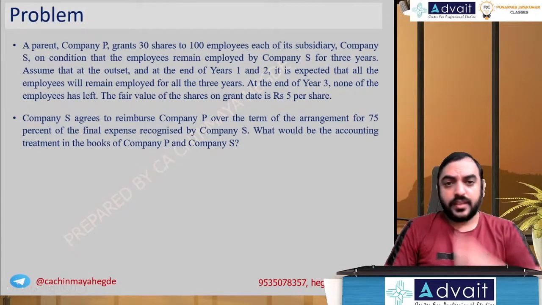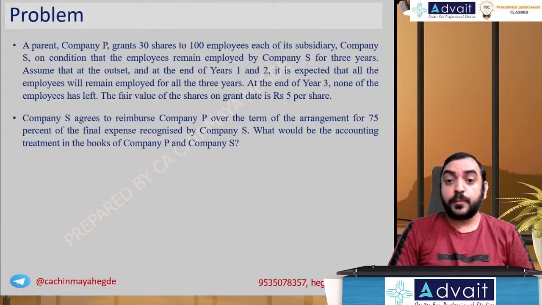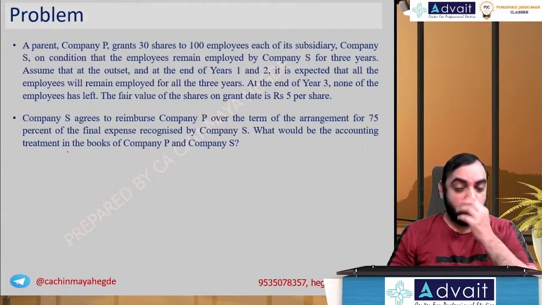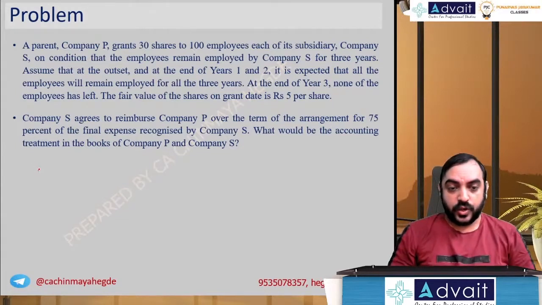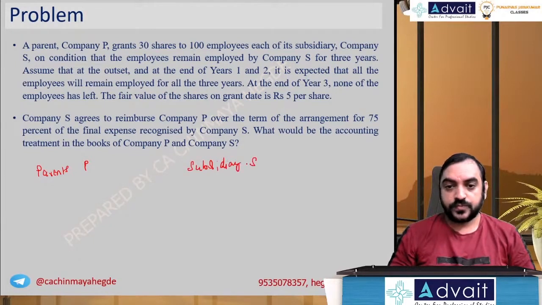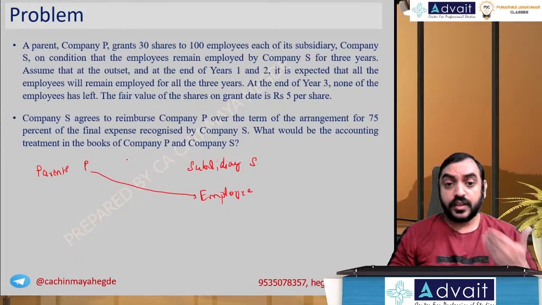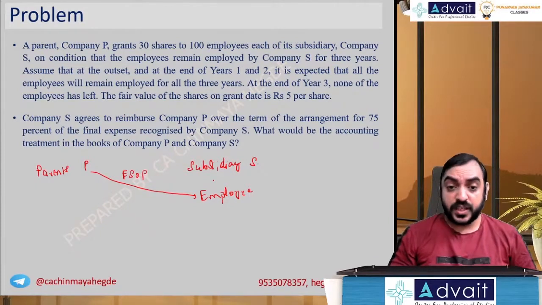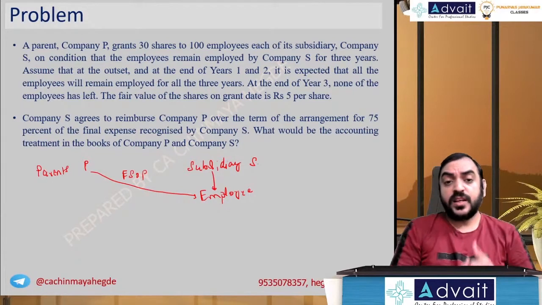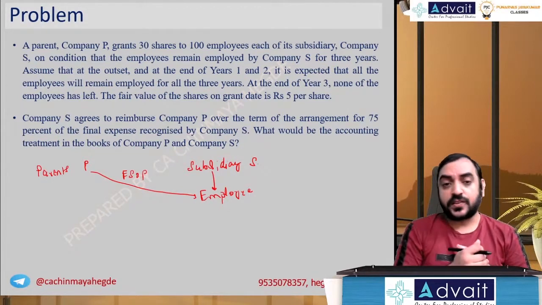A parent company P grants 30 shares to 100 employees of its subsidiary company S. Parent company, holding company, P grants to subsidiary company employees. We have a subsidiary S and their employees. The parent company is giving the grants, ESOP, to employees of the subsidiary company on a condition that employees shall remain employed by the company for 3 years.